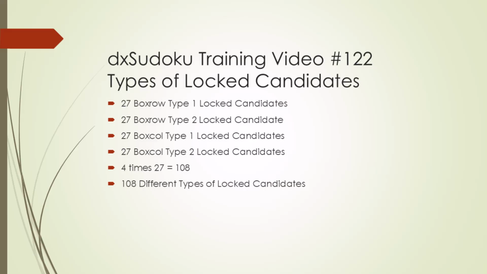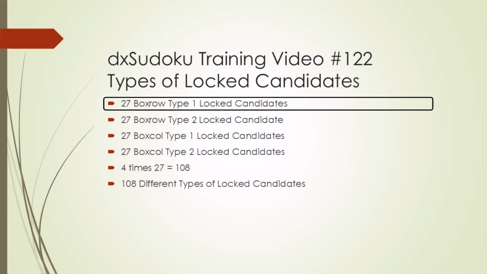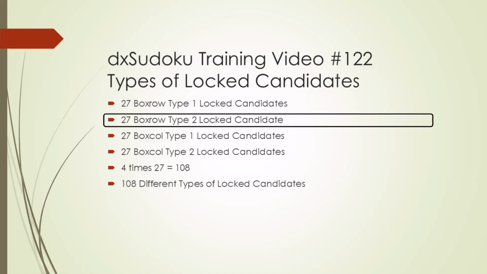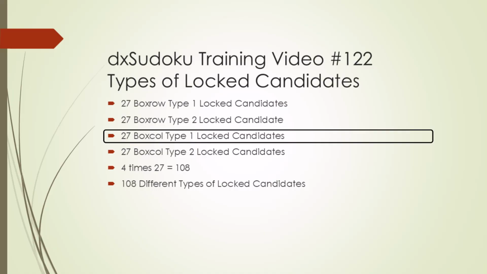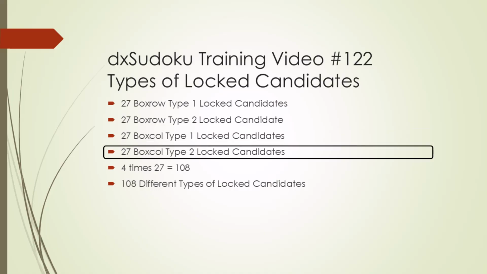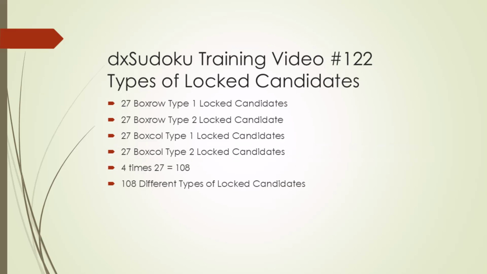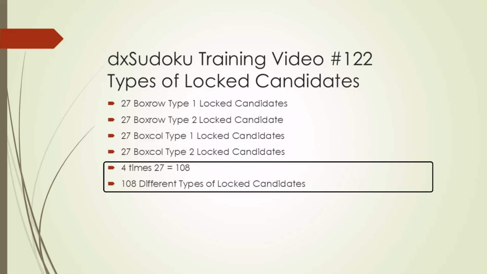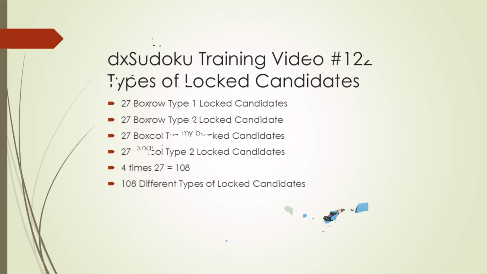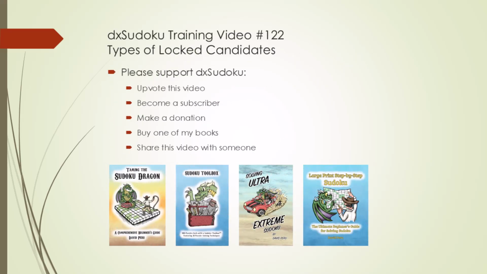So let's summarize all the different types of lock candidates. There are 27 box row type 1 lock candidates. There are 27 box row type 2 lock candidates. There are 27 box call type 1 lock candidates. And there are 27 box call type 2 lock candidates. We have 4 sets of 27, or a total of 108 different types of lock candidates. This video is now complete.